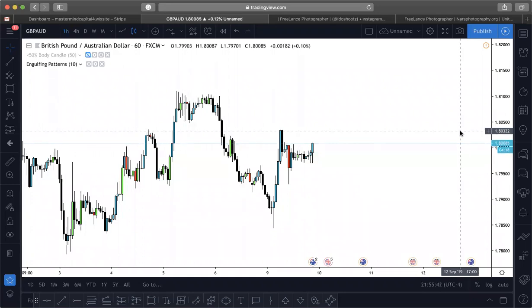And if anybody doesn't know what support and resistance is, first of all, if you don't know what support and resistance is, drop it in the chat. Let me see who hasn't been studying.